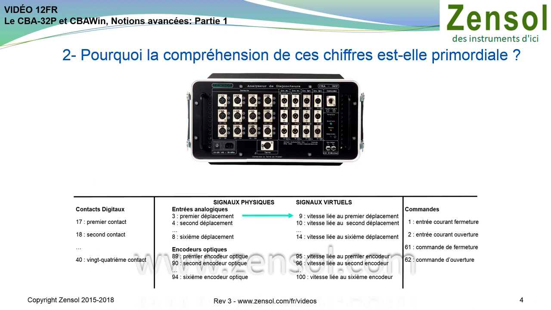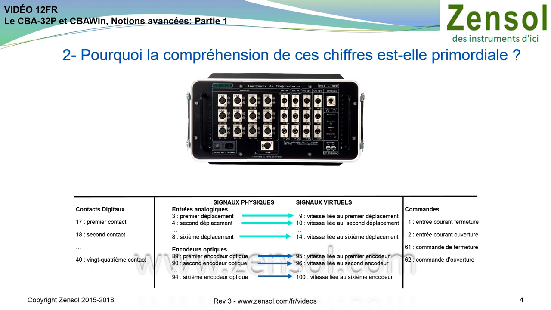The most popular virtual signal is number 9, which is the instantaneous speed signal of the displacement signal recorded on analog input number 3. By extension, a displacement signal recorded on analog channel 4 will be visible on virtual signal 10, 5 on virtual signal 11, and so on. Similarly, the instantaneous speed of the displacement signal recorded on the digital optical encoder input 89 will be visible on virtual signal 95. This slide shows a summary table of everything you need to know about software numbers for each type of input. This table is also available in your job aid and in the quick installation guide.